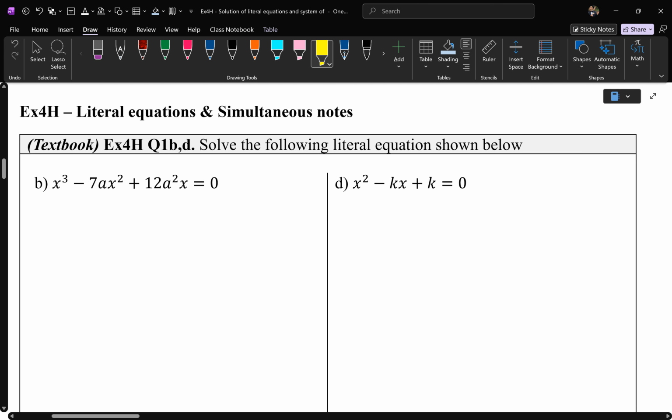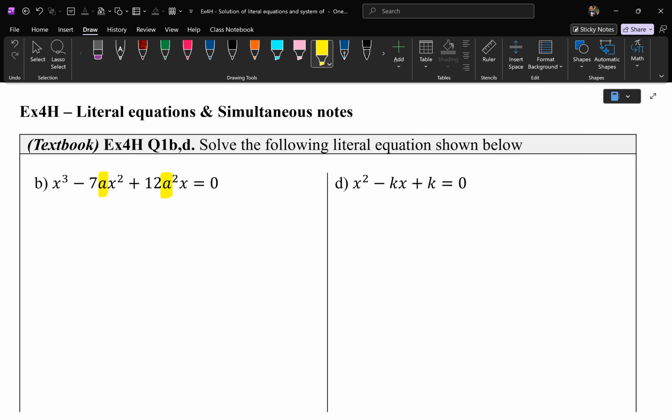X's and Y's are called variables. These are called parameters. And we know that students generally struggle with parameters. So that's one of the exercises. If you struggle with it, it's a good one to have a look at. So let's do the first one.